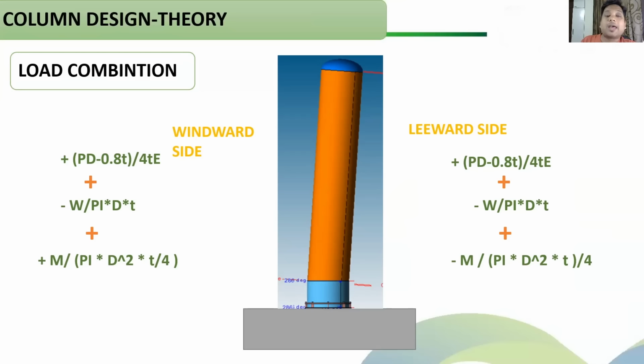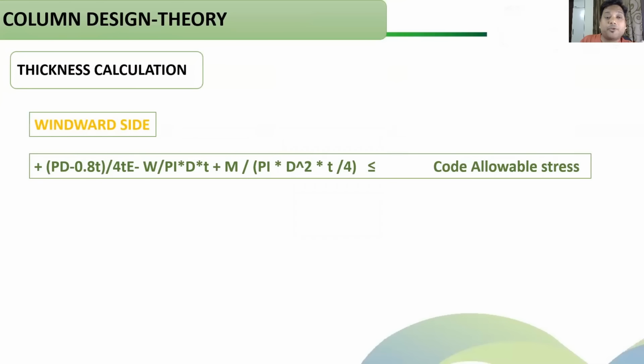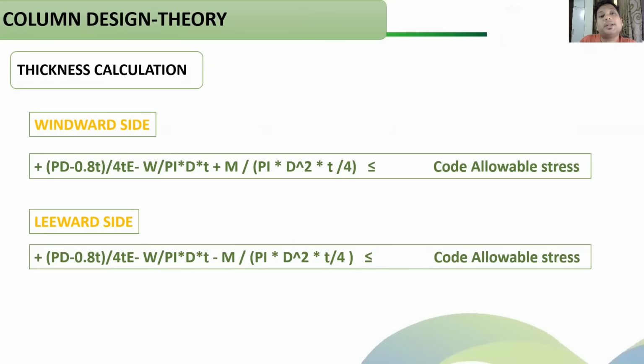Great. So we have load combination at the windward side, and we have load combination at the leeward side. Now, if we add these, this will give us the total stress. Mostly the total stress in the windward side will be tensile in nature, and the total stress in the leeward side will be compressive in nature. Now, once we have the stresses, how do we get the thickness? For the windward side, the summation of these stresses is compared with the code allowable stresses, because total stress generated should be lower than what is allowable by code. Similarly, for the leeward side, total stress should be lower than code allowable stress.